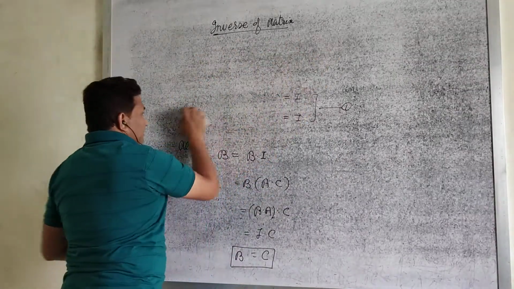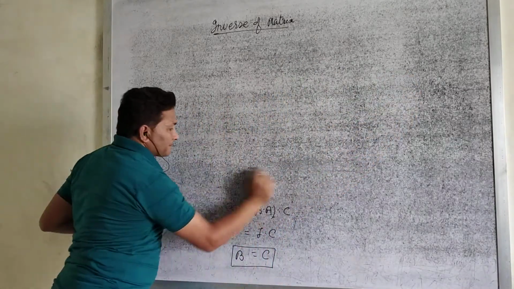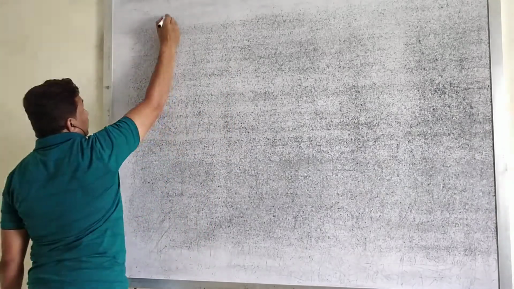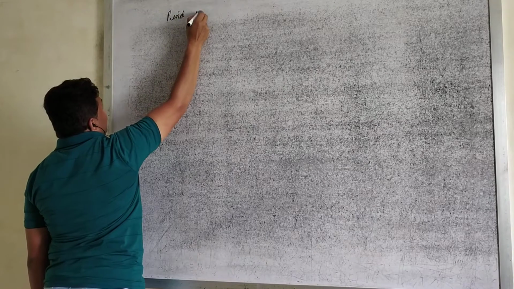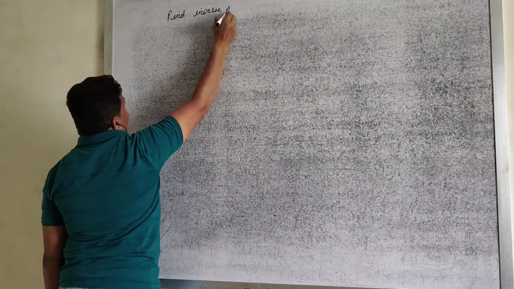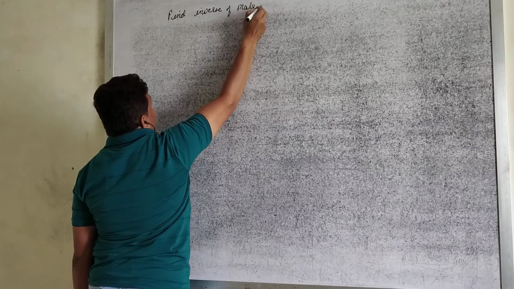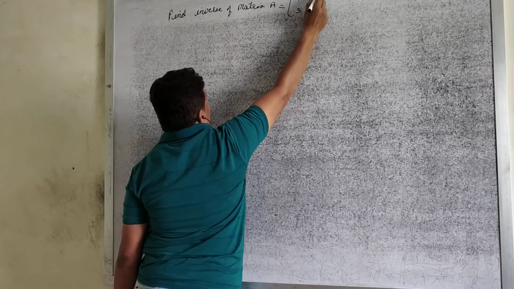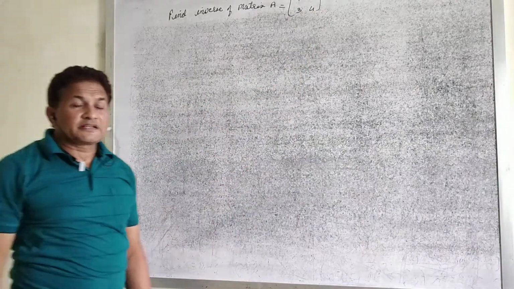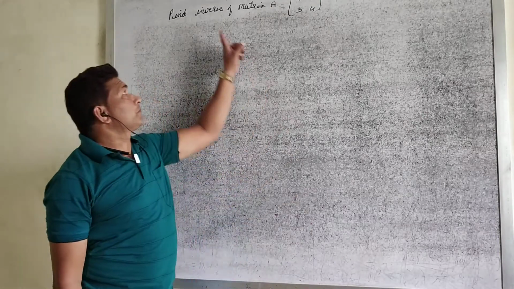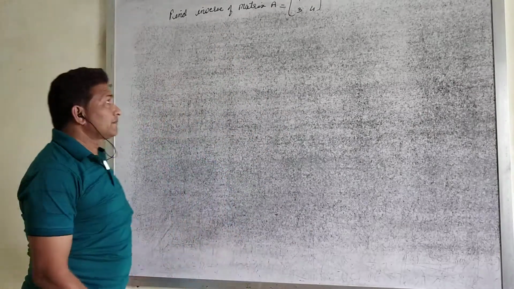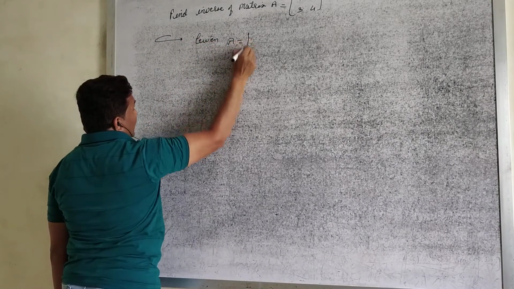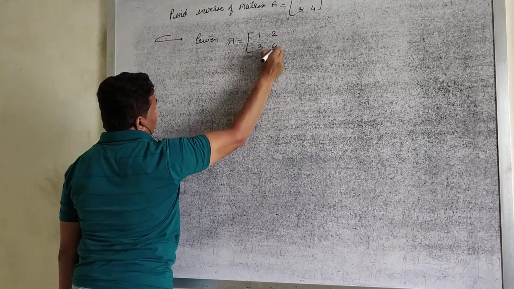Now see the example of how to find the inverse of a matrix. We are solving the example. Find the inverse of matrix A, 1, 2, 3, 4. Now here we are using elementary transformation to find the inverse of the given matrix. The given matrix is A and has values 1, 2, 3, 4.